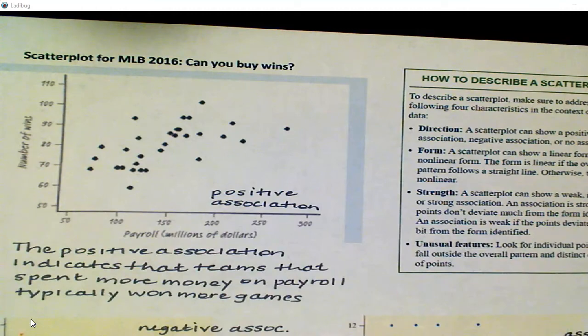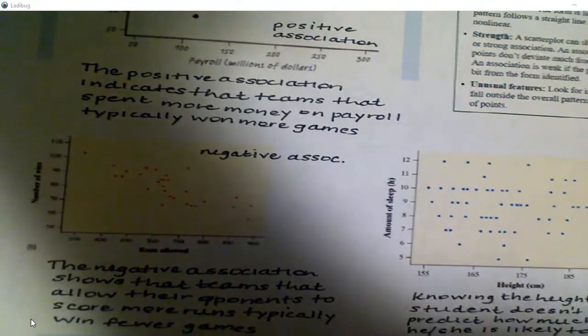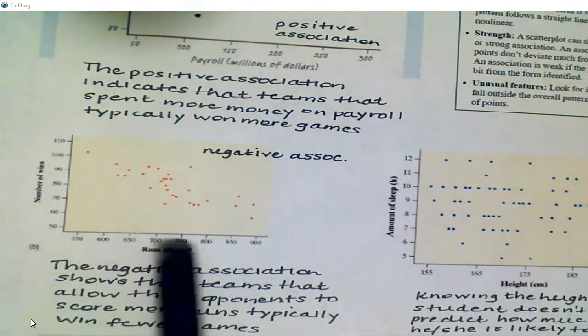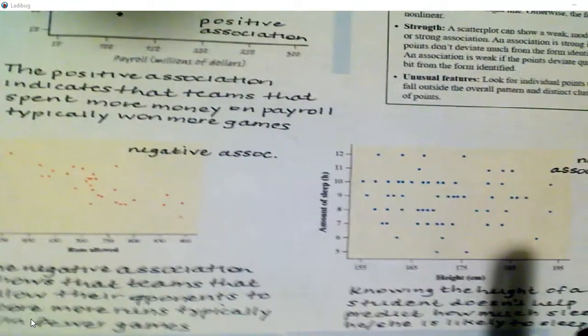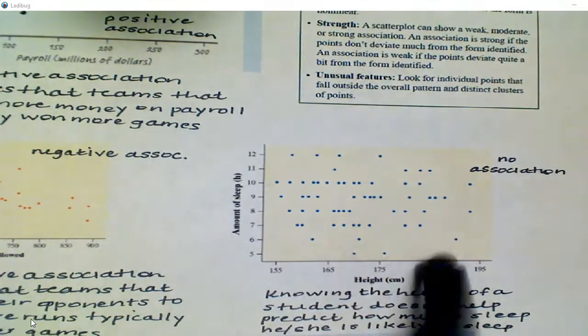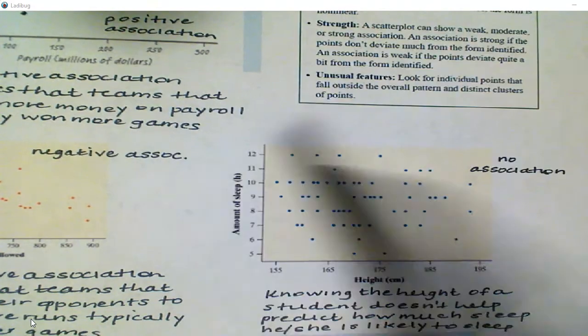This one down here is a negative association. If you look at it, as runs allowed increase in Major League Baseball, what happens to the number of wins? It goes down. So we're going to write the description of these. And then this one obviously has no association. Okay. And this is height and amount of sleep.